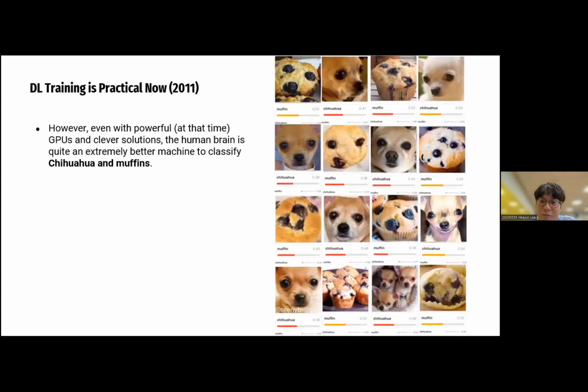However, even with powerful GPUs and clever solutions, the human brain is still quite good at classification tests, for example between Chihuahuas and muffins. You can see the neural network is struggling with classification of Chihuahua and muffin, because the AI thinks muffin is 50% and the other 50% is other classes. So the model couldn't show.